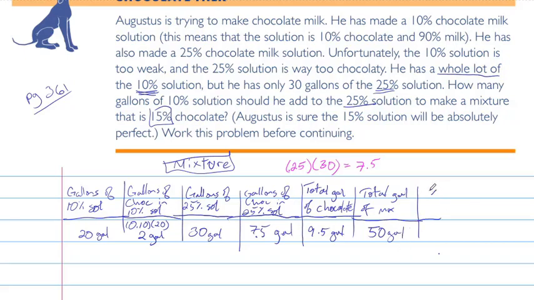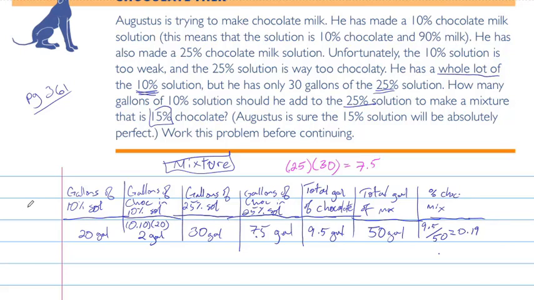All right, now we want to figure out what's the percent of the chocolate mix. And to do that, I'm just going to take the amount of chocolate divided by the total amount of liquid. And in this case, that gets you exactly 19%, or 0.19. So remember, we're going for a 15%. So this looks a little high.